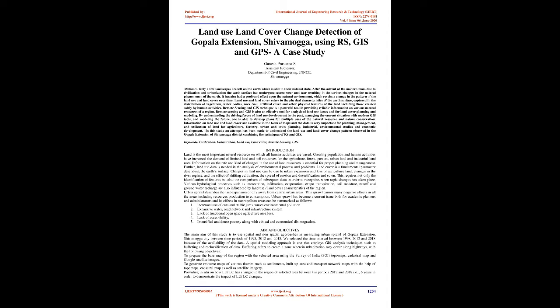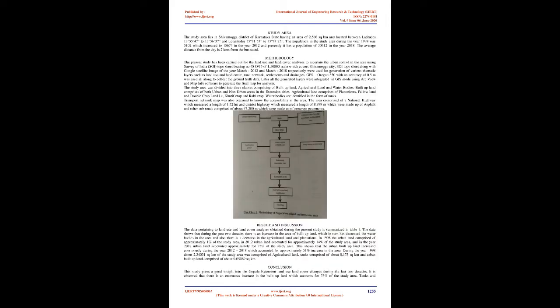Information on land use and land cover is available in the form of maps, and the data is very important for planning, management, and utilization of land for agriculture, forestry, urban and town planning, industrial, environmental studies, and economic development. In this study, an attempt has been made to understand the land use and land cover change pattern observed in the Gopala Extension of Shivamogga district, combining the techniques of RS and GIS. Keywords: civilization, urbanization, land use, land cover, remote sensing, GIS.